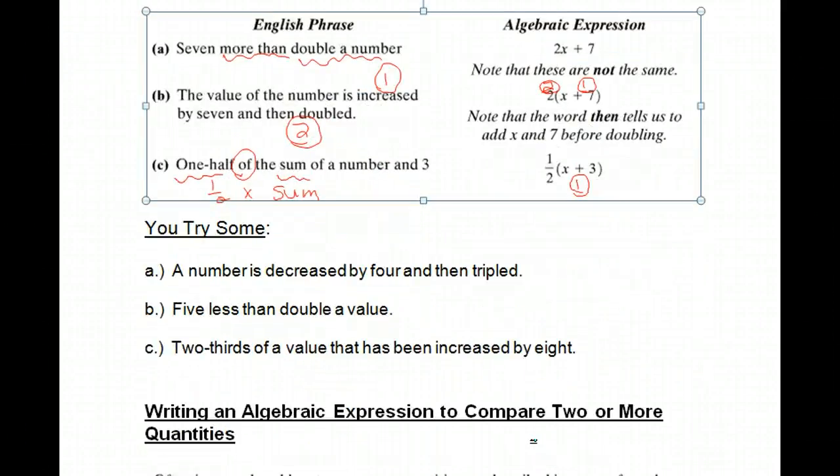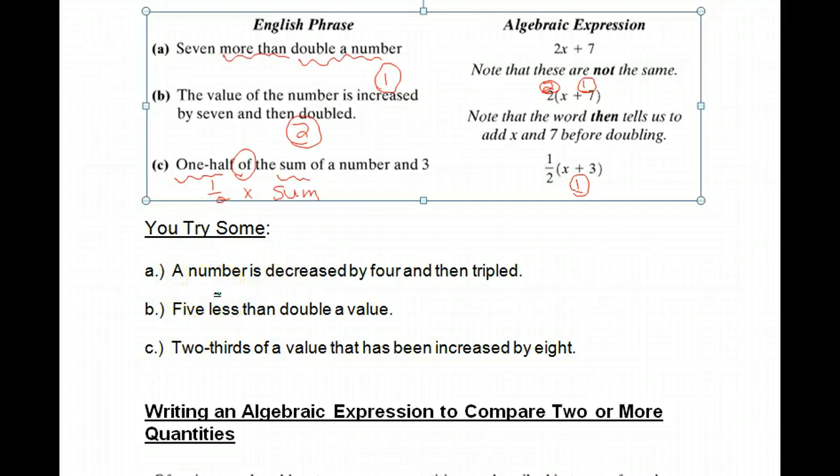I would like you guys to try letters A, B, and C, and whenever you're ready, go ahead and hit play again, and we'll go over the answers together. Okay, by now everyone should have had an opportunity to complete letters A, B, and C. And we're going to now go over the answers together.